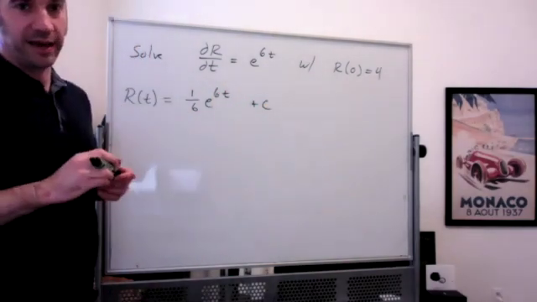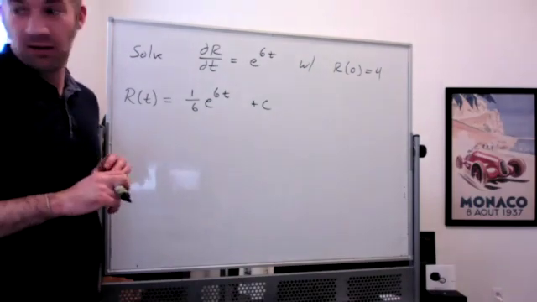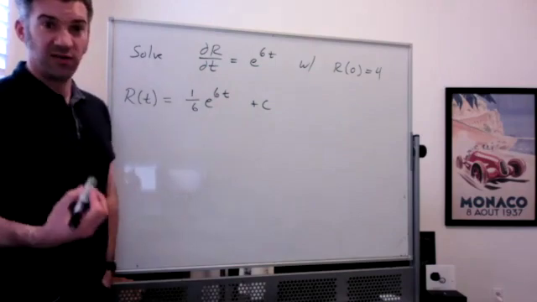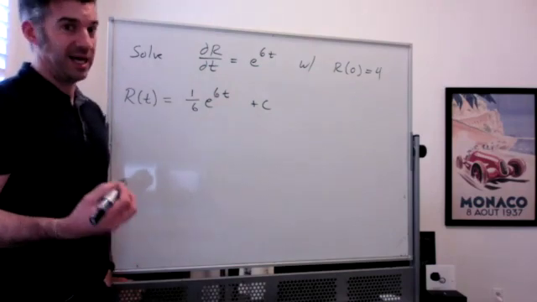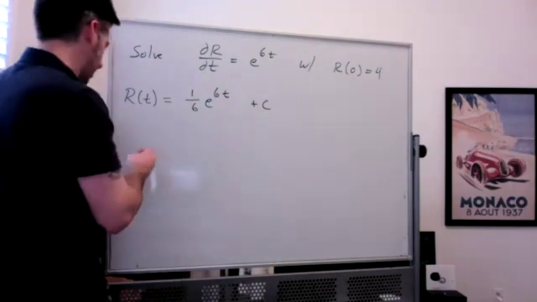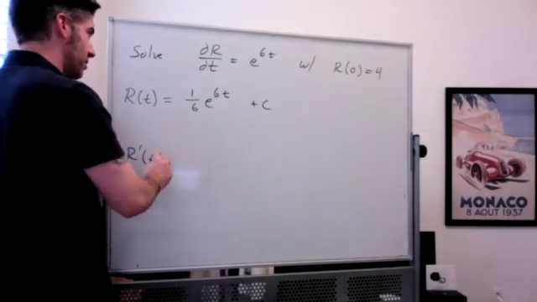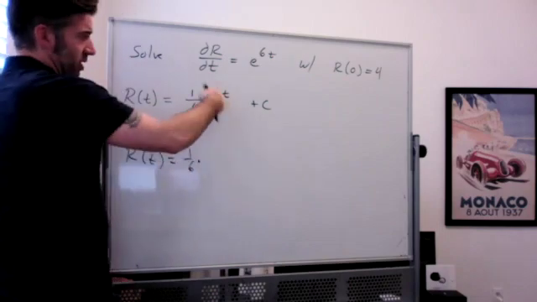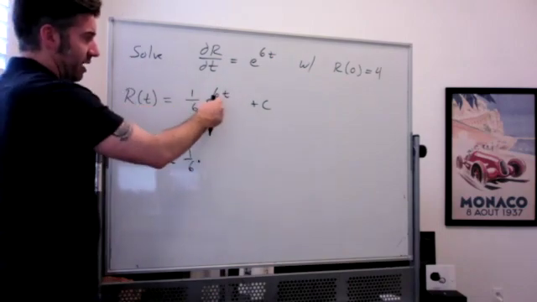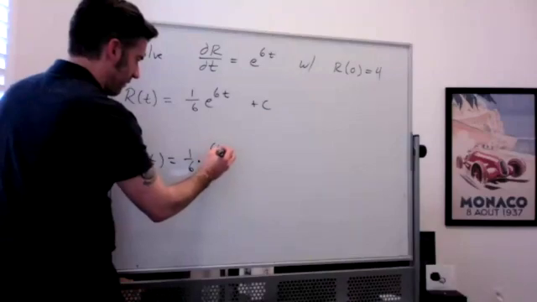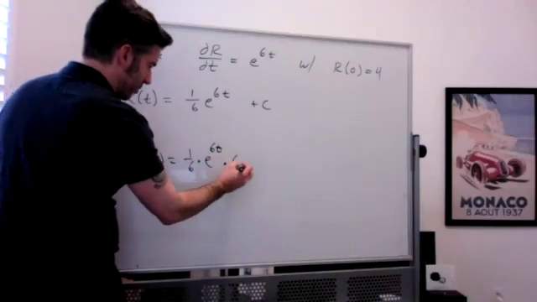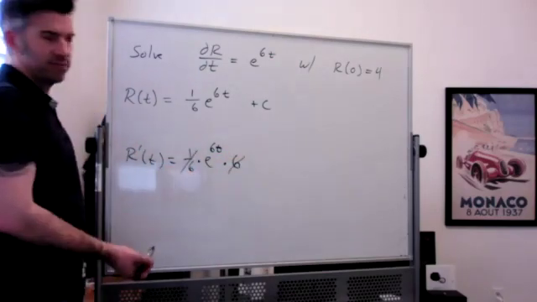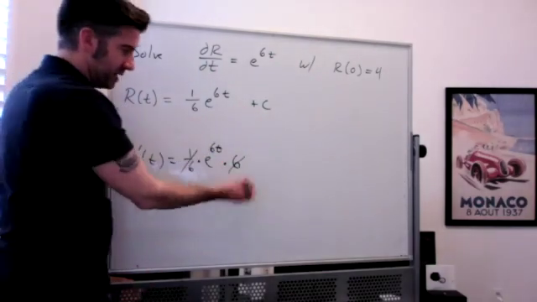And honestly, it's worth doing a little mental check, right? What's the derivative of e to the 6t? The derivative of e to the 6t is e to the 6t times the derivative of 6t. R prime of t is, in fact, 1/6 times the derivative of this, and the derivative of e to the stuff is e to the stuff times the derivative of the stuff. And look, those 6's cancel out. And then the derivative of c is just 0.